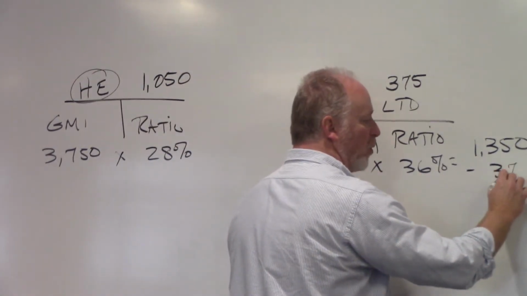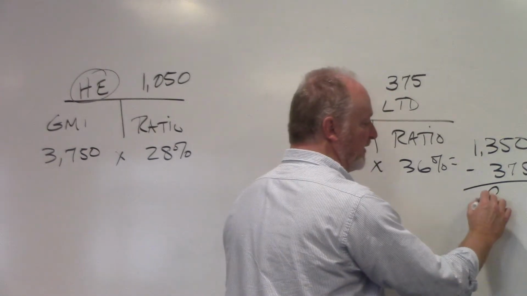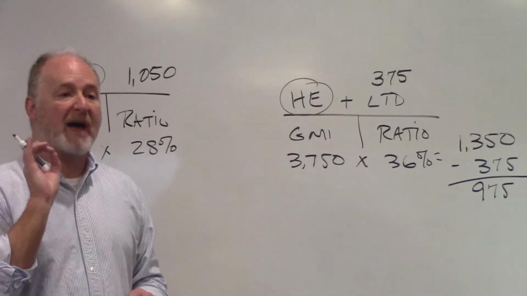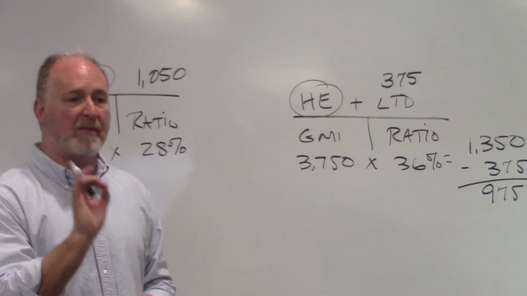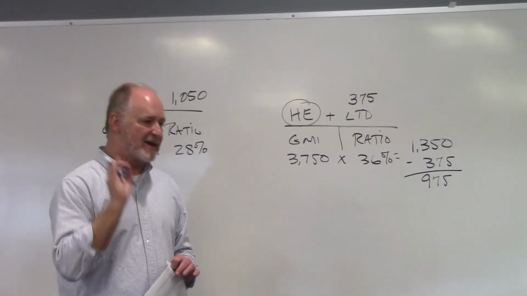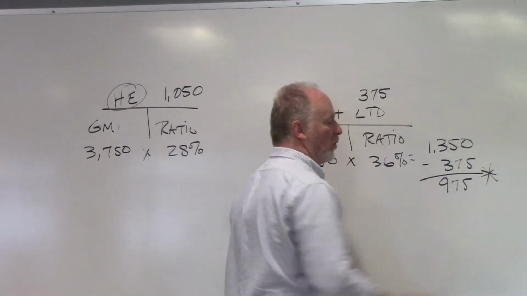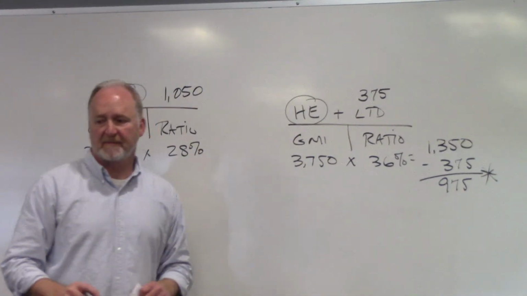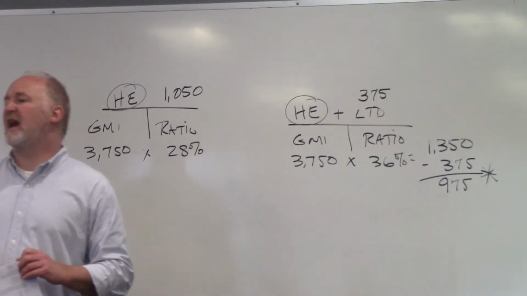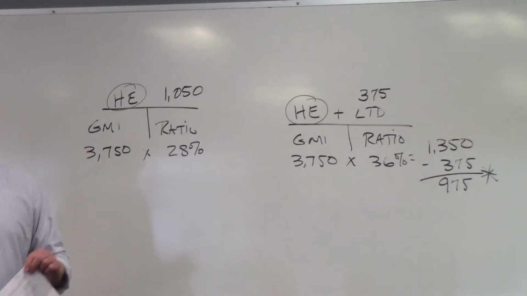And listen, if you want to make yourself a note, I would love for you to understand this logically, but if you do not, just make a note to yourself. On maximum housing expense and maximum loan amount questions, you subtract the long-term debt from the back end only. That step right there is probably the one that messes up most students. Obviously I am not through with this problem yet, but I'm pausing just to make sure everyone's caught up.